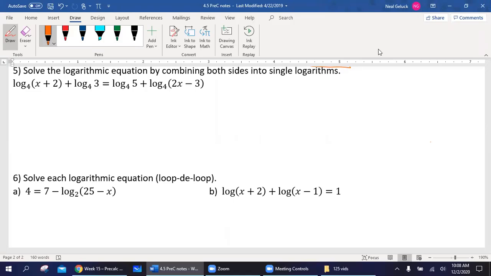We're now going to look at solving logarithmic equations. The first one is another kind of special case where we can bypass the general method. We're going to combine both sides. So remember, if we're adding, that means we're actually multiplying. So this would be log base 4 of, if I multiply 3 times x plus 2, I'd have 3x plus 6.